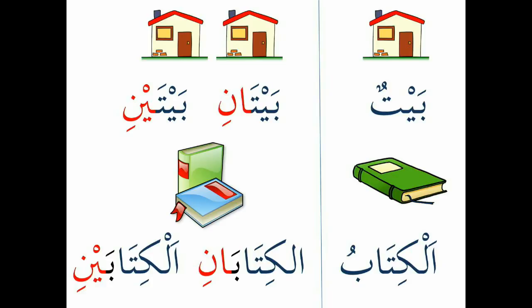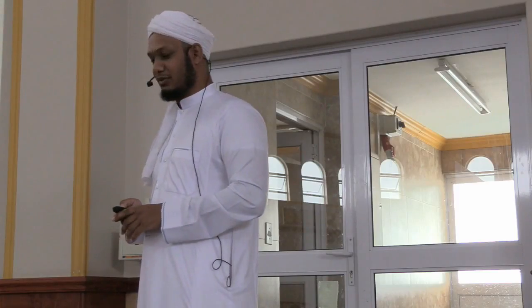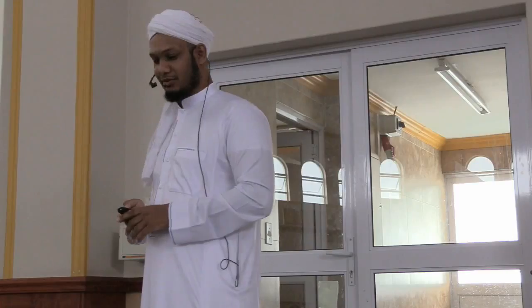Easy so far. So Arabic is an easy language. If you want two houses, you don't take out the bait. You just add ani or aini. Then you have two houses. Okay. You with me so far? We're going to discuss now, inshallah. So all you do is you add ani or aini to make a word dual.